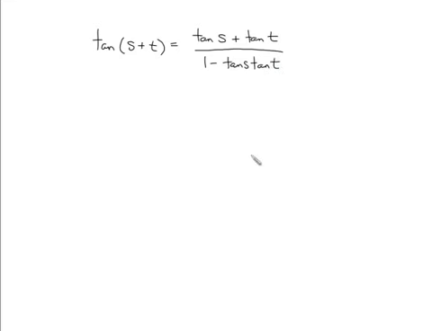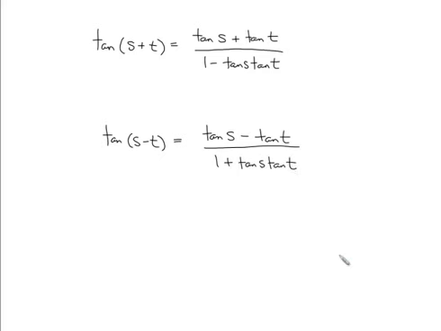So look at the structure of that. Notice that the plus on top matches the plus inside the original parentheses, and notice the minus on the bottom is opposite of whatever sign you used on the top. So that's going to be the key structure to the tangent of S minus T formula, which is then going to be tangent of the first angle minus tangent of the second angle over 1 plus tangent of the first angle times tangent of the second angle. So these are your addition and subtraction formulas for tangent.